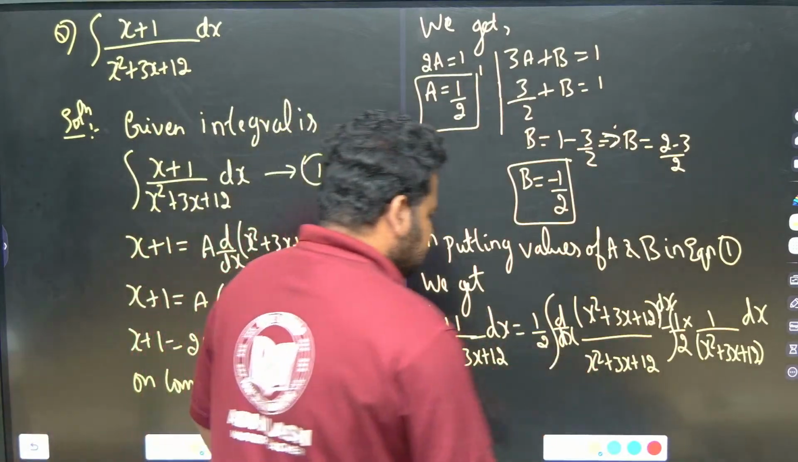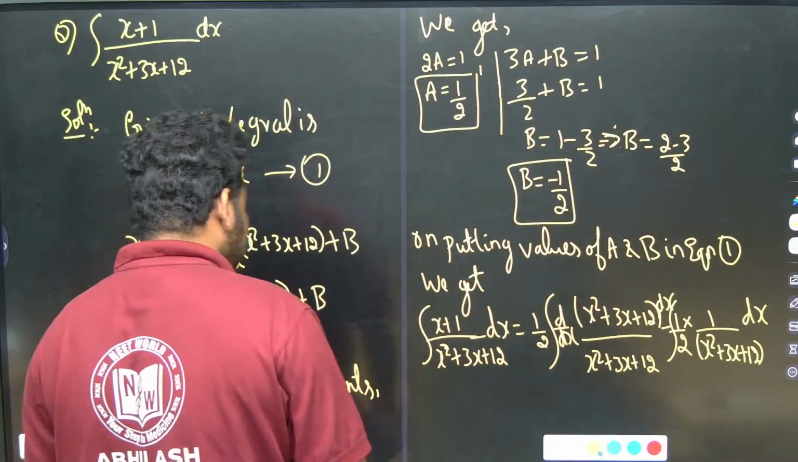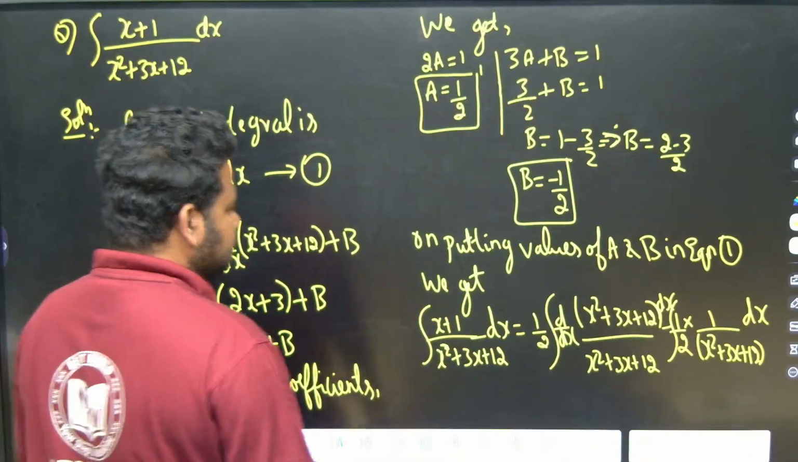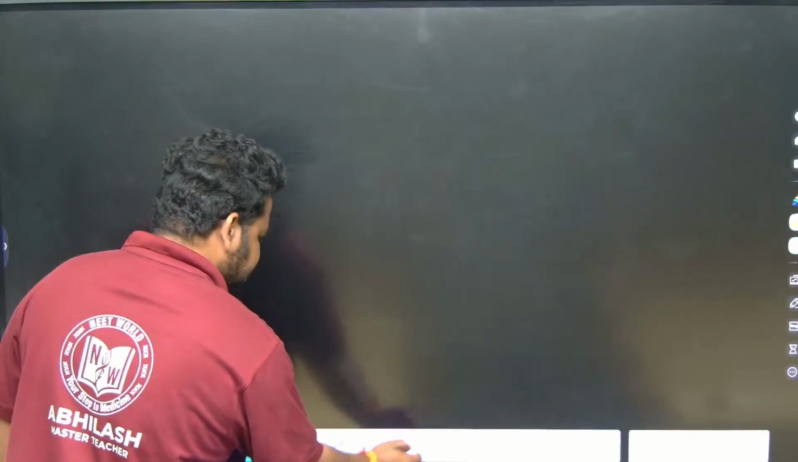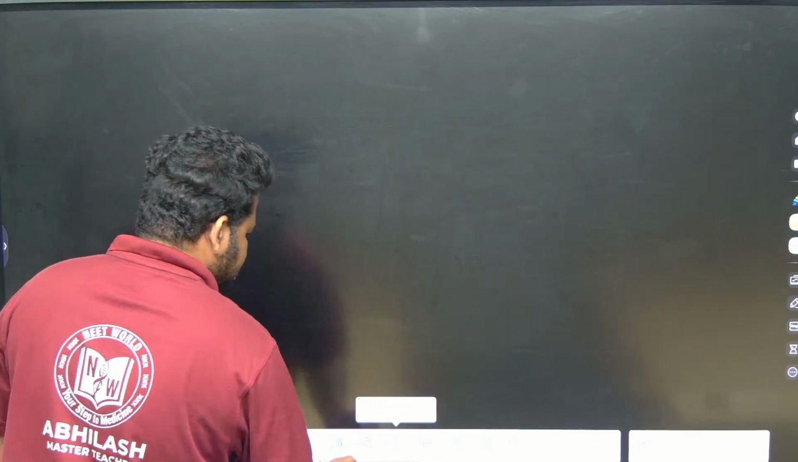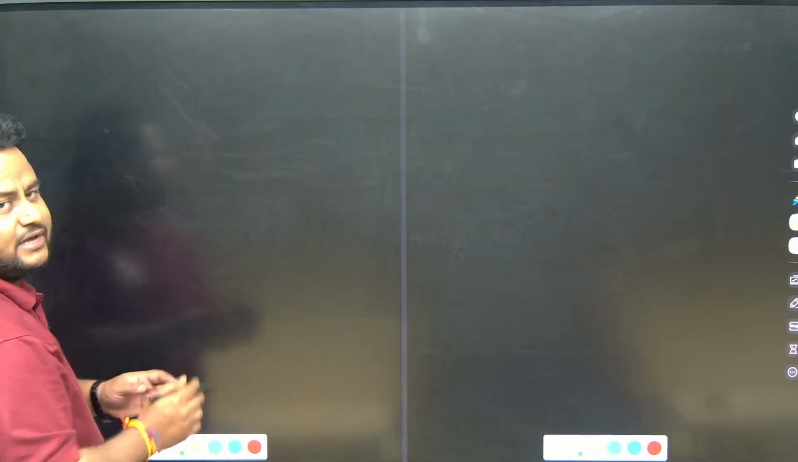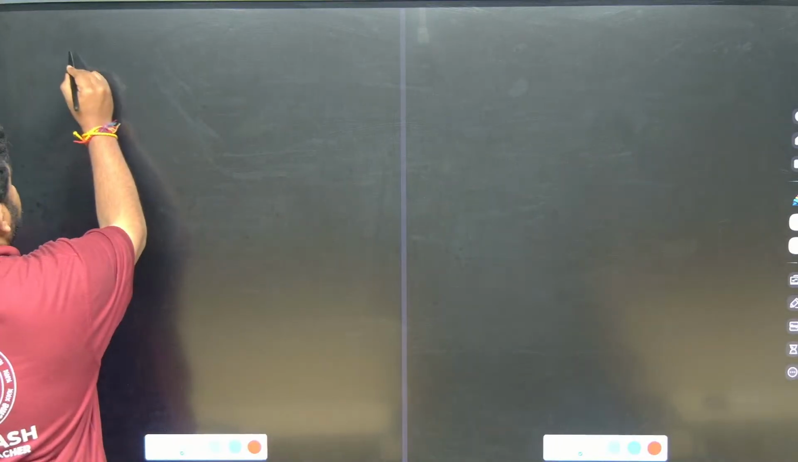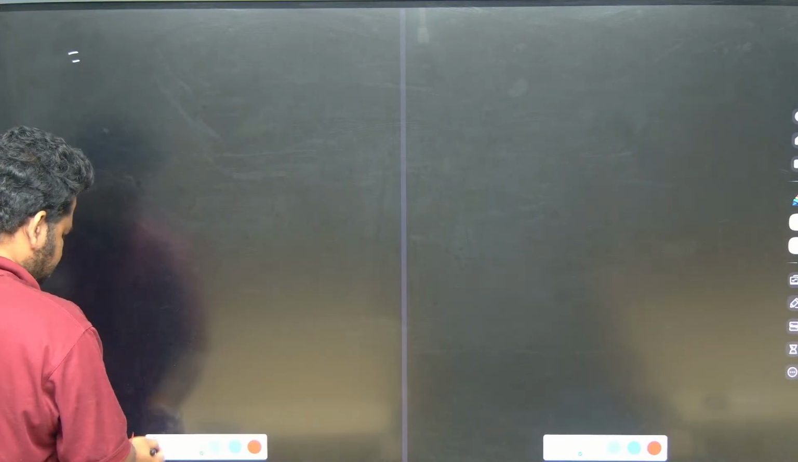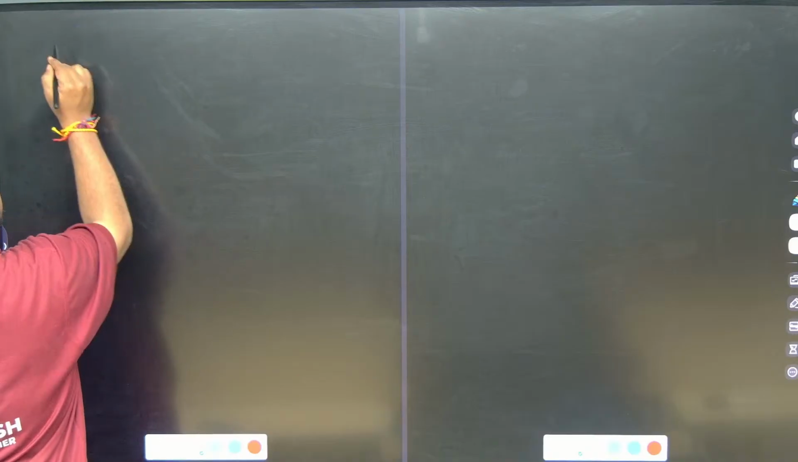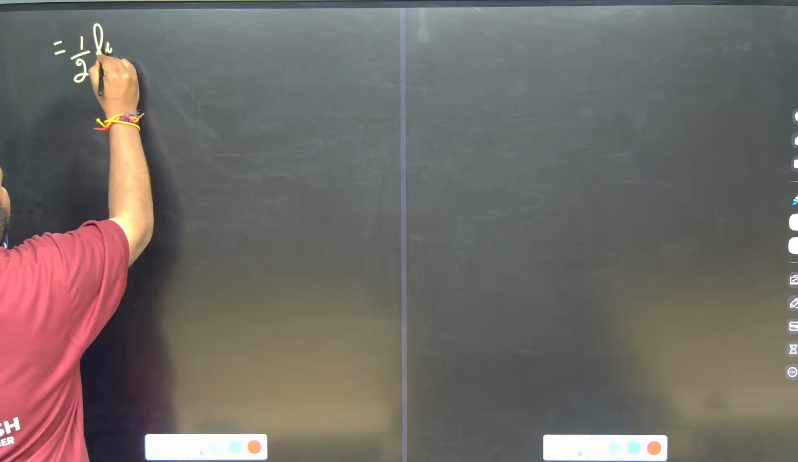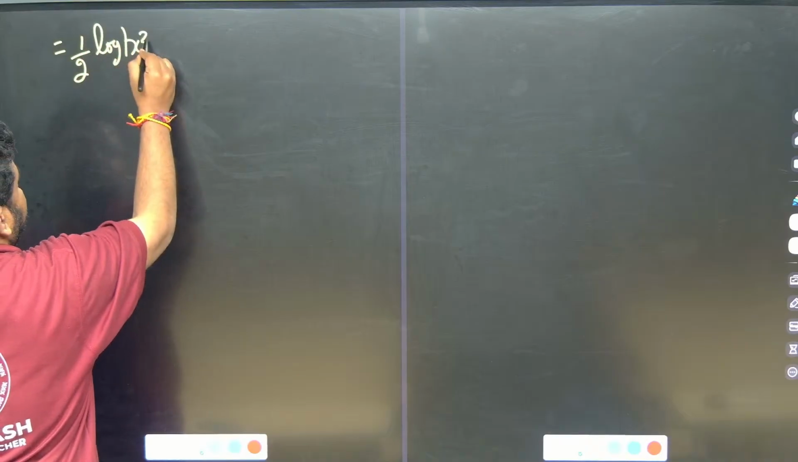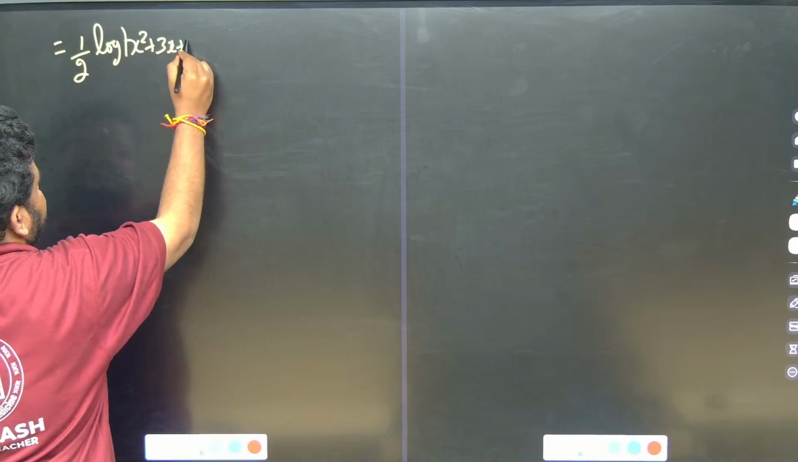So let us go to the next page. This will be equal to, let us do the partition again. So here this should be equal to 1 by 2 log of mod x square plus 3x plus 12.